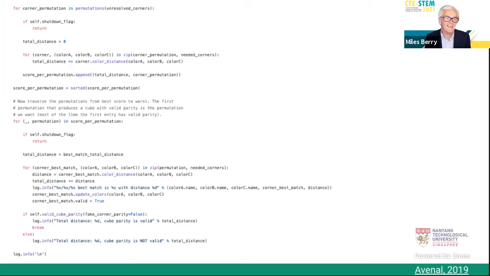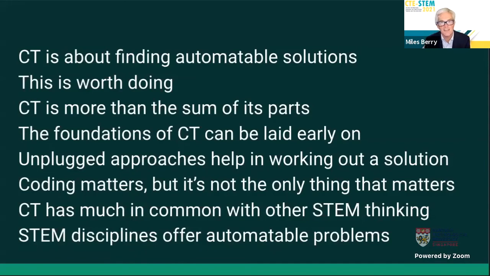Right, okay, so we are pretty much there. I want to leave some time for Q&A at the end here, but let me just conclude by summarizing where my thinking is around computational thinking. I'm very much of type 1 computational thinking here. It is about finding those automatable solutions, ones which could be implemented by a machine.